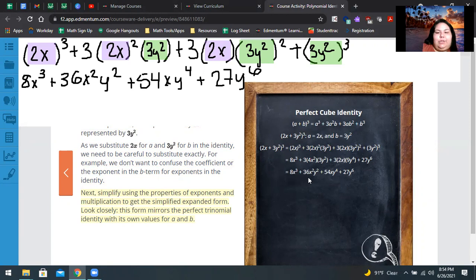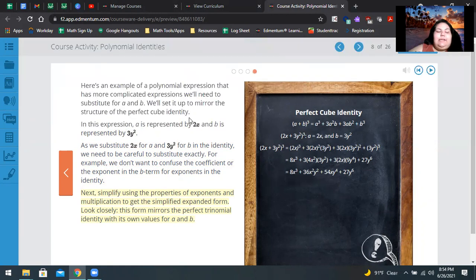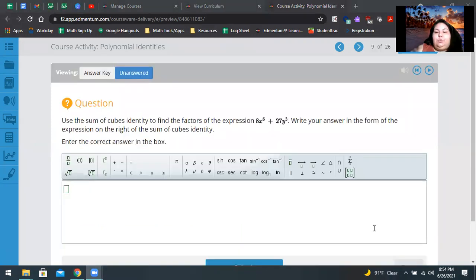They also got 8x cubed plus 36x squared y squared plus 54x y to the 4th plus 27y to the 6th. So again, for some of these identities, it is best to identify A and B first, and then you go ahead and apply it into the expansion. So let's go ahead and take a look at slide 9. It is another identity, and they're actually telling you which identity to use. So again, if you just identify your A and your B, you're going to be able to apply it. It is the sum of cubes.